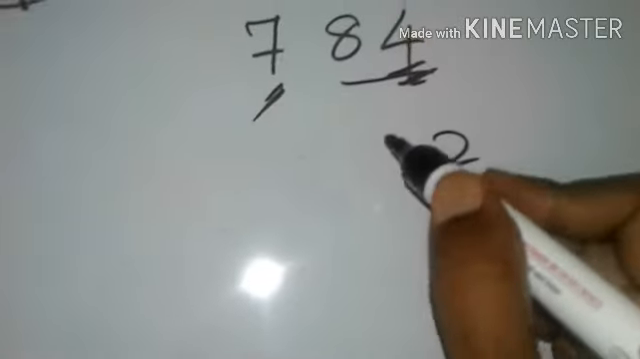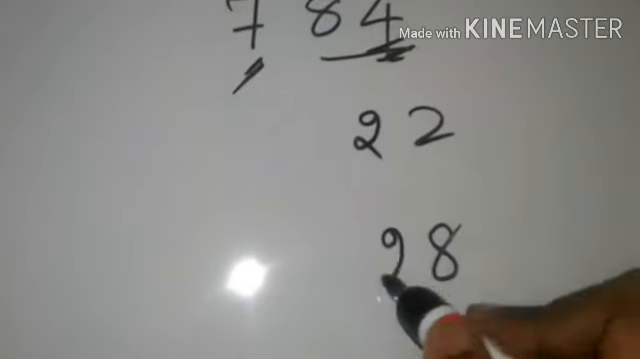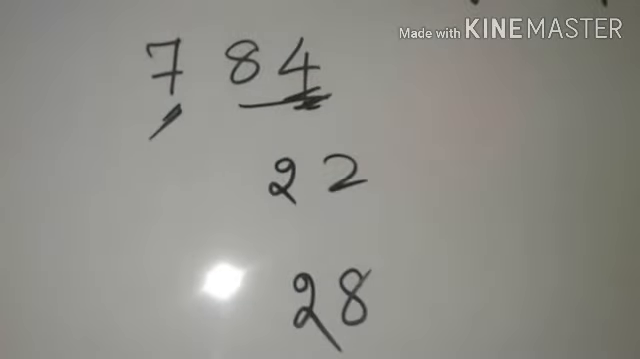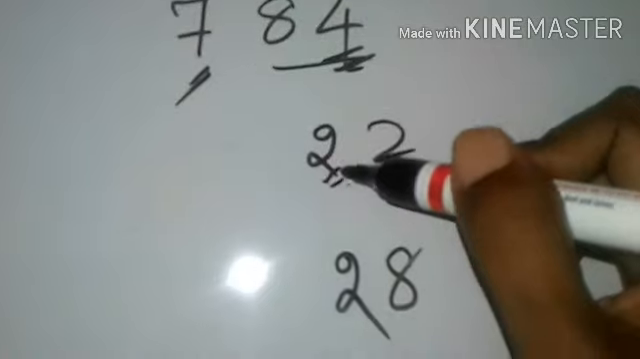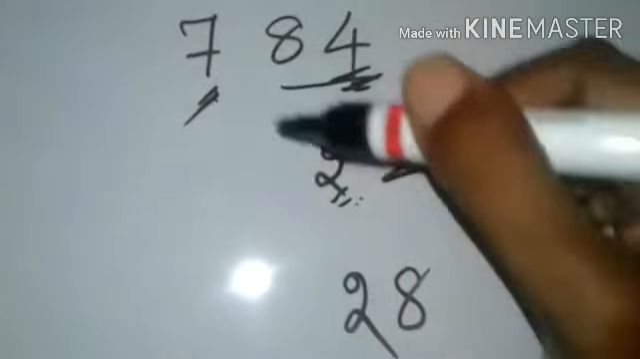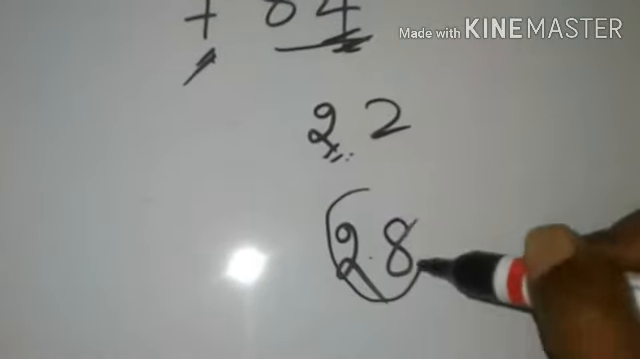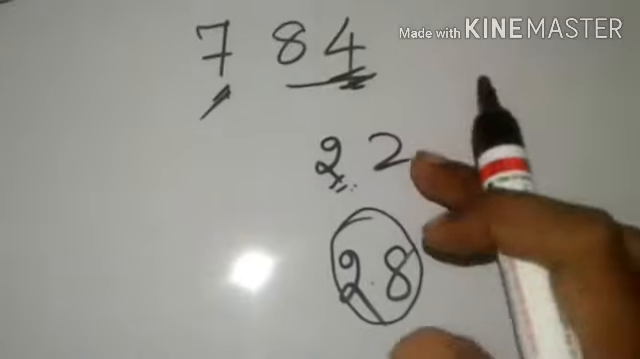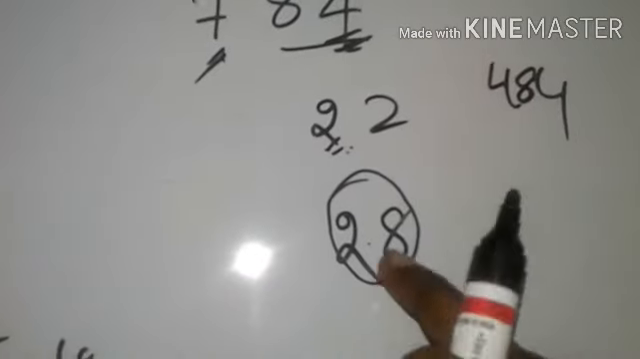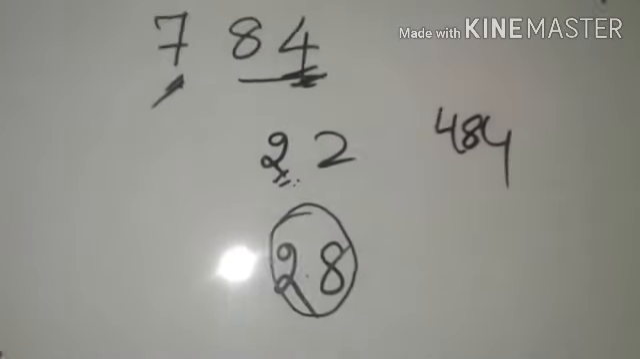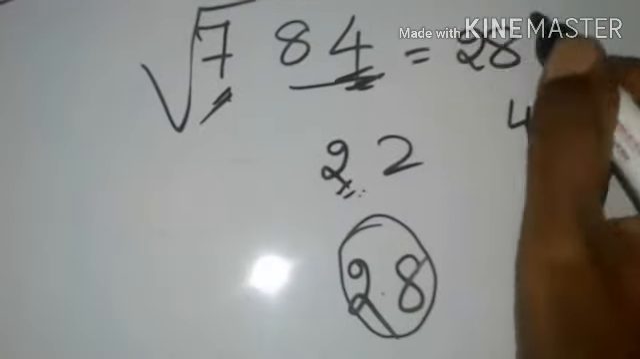So it should be either 22 or 28. Take the next number after 2, so that is 3. 2 into 3 is 6, but this is 7. So we'll go with the bigger number 28. You know that 22 square is 484, so it should obviously be 28. So the square root of 784 is 28.